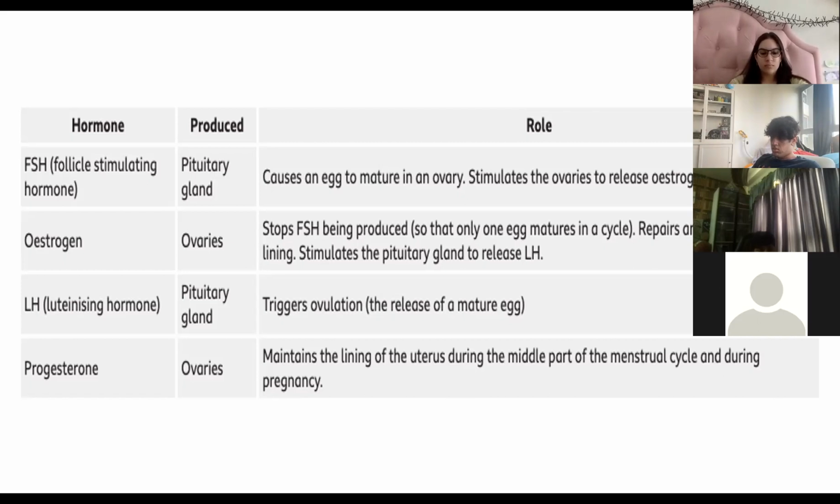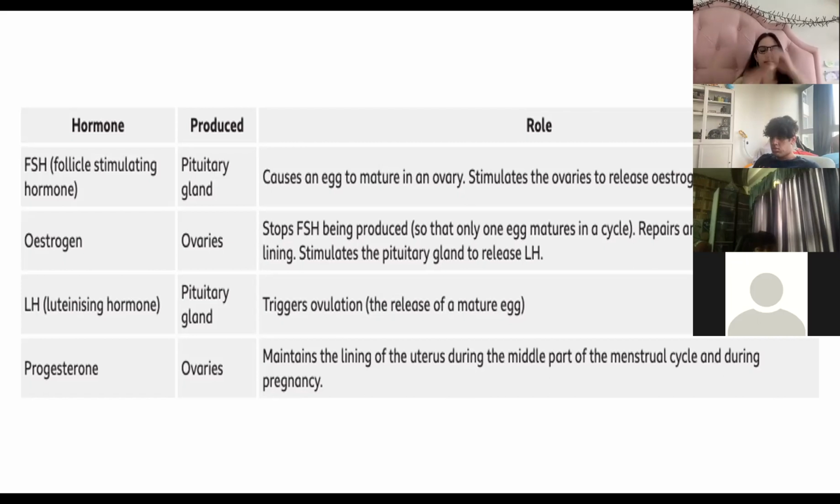Then it will also stop the FSH. Now it will stimulate the pituitary gland again to release LH. What is LH? We are now into the next phase. That is the luteinizing hormone. Again, this luteinizing hormone is where? Yes, Ria? It's from the pituitary gland.